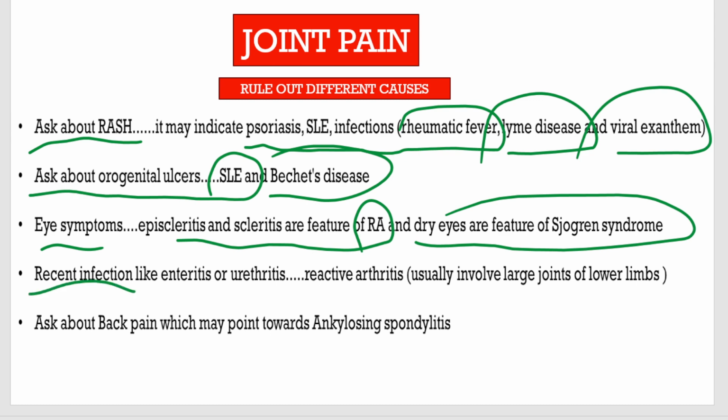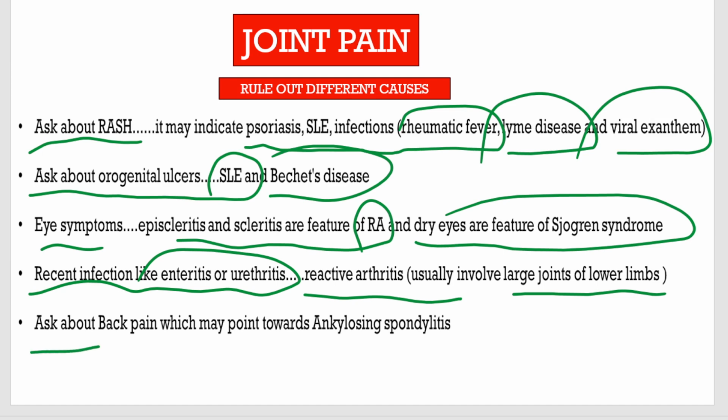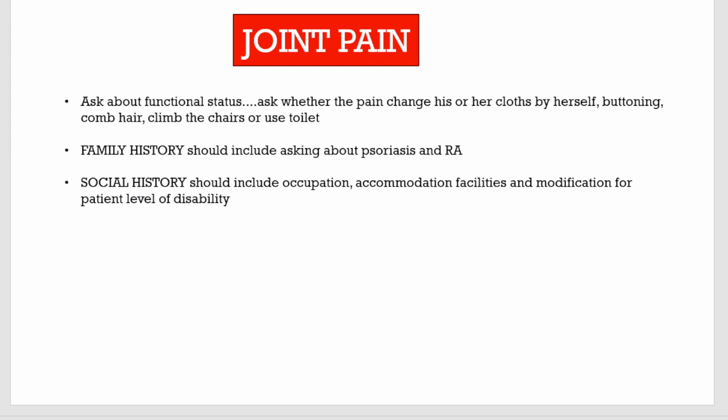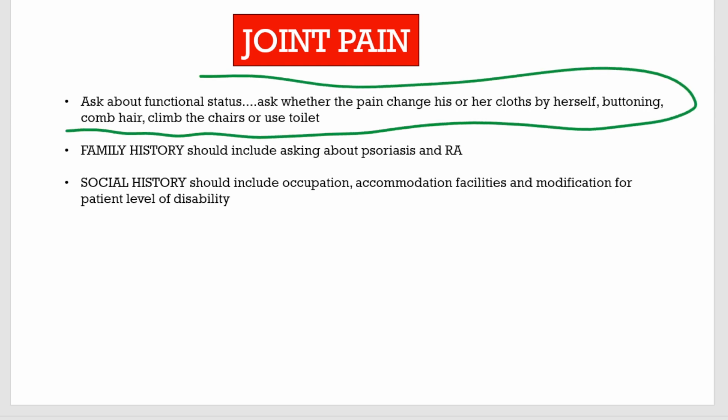Recent infections like enteritis and urethritis, if they are in the history of the patient, point to reactive arthritis, which usually involves large joints of the lower limb. Also ask about back pain, which may point towards ankylosing spondylitis. Then we will ask about the functional status of the patient. This is very important. We'll ask whether the patient can use the washroom, change clothes, button or unbutton clothes, and comb hair. This points toward the social impact of the disease.